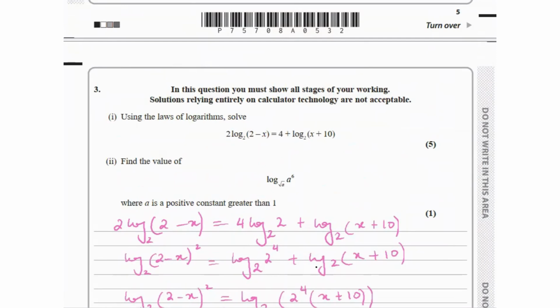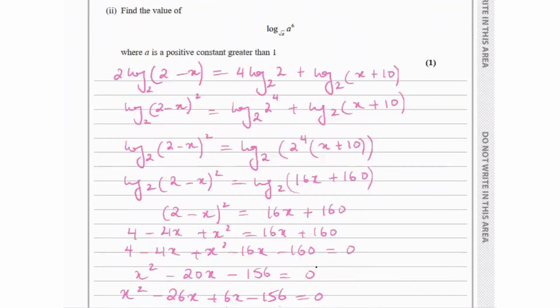Then find the value of log a to the power of 6 to the base of root a, where a is a positive constant greater than 1. In this one, I'm going to use another rule of log, where we're going to split the log into log a to the power of 6 to the base of a, and then log root a to the base of a. This will help us in further simplifying the log.